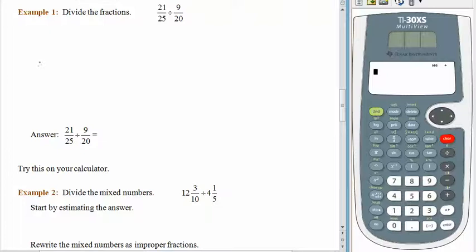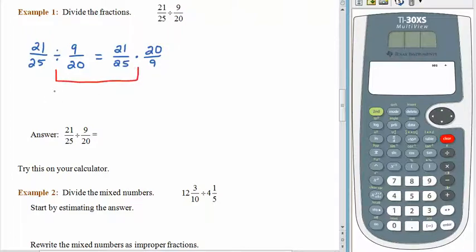I'm going to write this out over here just so we can make some notations. So the first number stays the same, 21/25, divided by 9/20. As we rewrite this, we say that it's equal to 21/25 multiplied by 20/9. So let's get a little notation here. Right here, we change the division to multiplication.